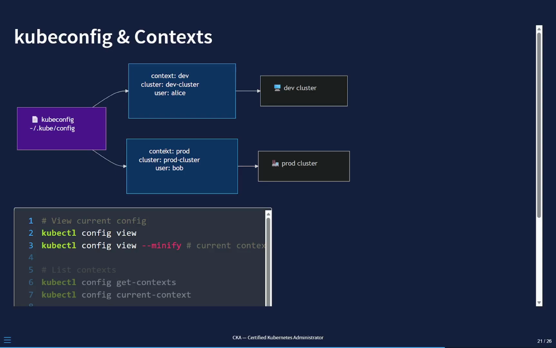Look at the diagram. The kubeconfig holds a dev context pointing to the dev cluster as user Alice, and a prod context pointing to the prod cluster as user Bob. Switching between them is a single command, kubectl config use-context prod.